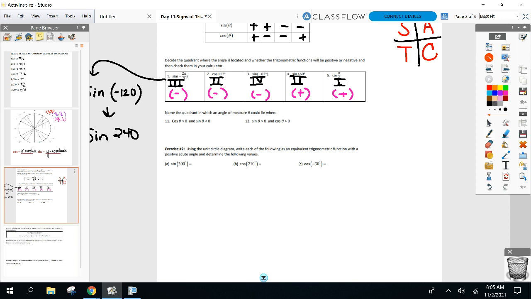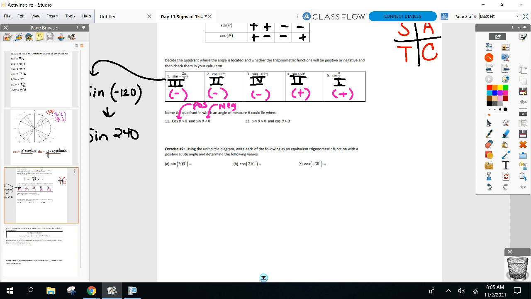Greater than 0, that's just a fancy way of saying it's what? Positive, right? Greater than 0, it's positive. That's all that's saying. So we're saying cosine is positive, and sine is, what's that symbol? Less than. Fancy way of saying negative. So we need to do a little detective work here. Where is cosine positive, but at the same quadrant, sine would be negative?